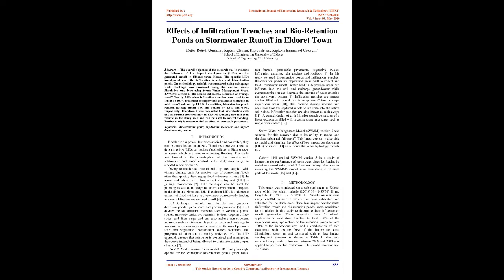Therefore, it was concluded that bioretention cells and infiltration trenches have an effect of reducing flow and total volume in the study area and can be used to control flooding. Further study is recommended on the effect of permeable pavements. Keywords: bioretention pond, infiltration trenches, low-impact developments, SWMM.